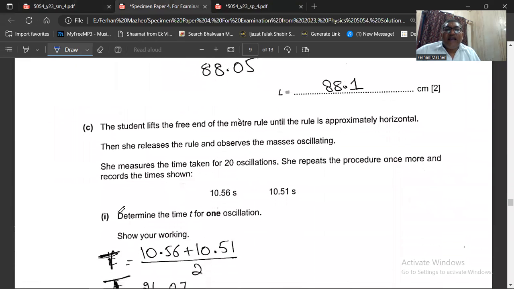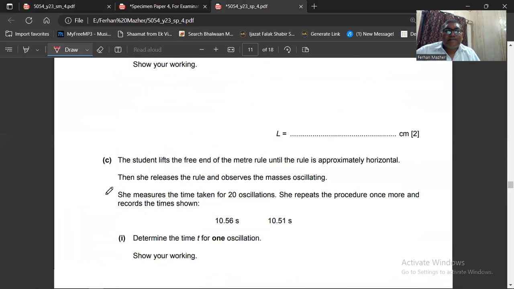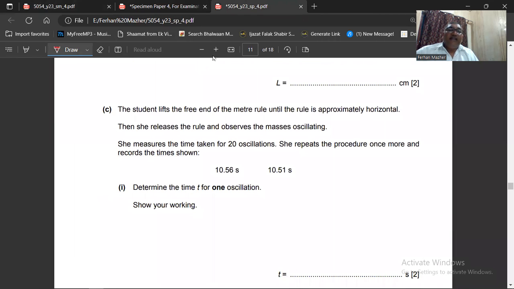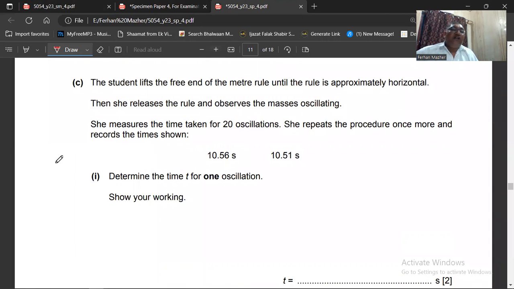Okay, so then we have, the student lifts the free end of the meter rule until the rule is approximately horizontal. She then releases the meter rule and observes the masses oscillating. So she lifts the meter rule like this and then lets it go. The meter rule will vibrate like this, and she observes the time taken for 20 oscillations of that meter rule. One time she noted that it takes 10.56 seconds.